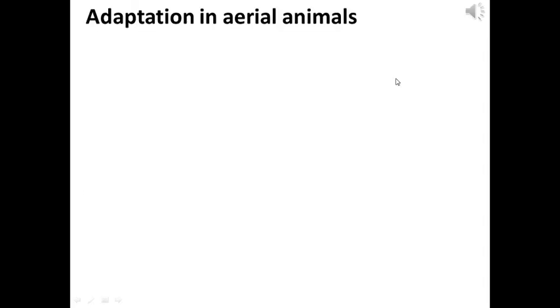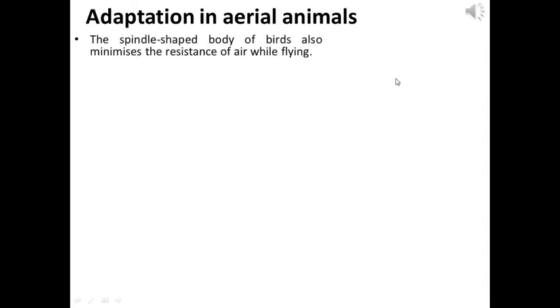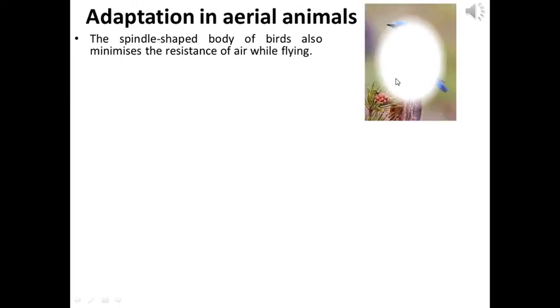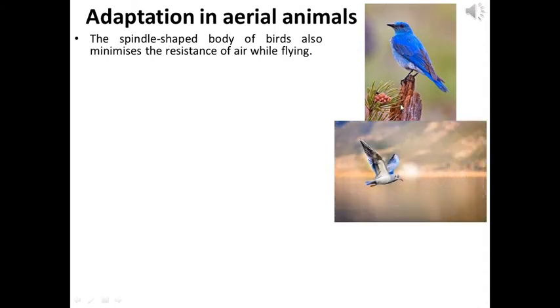Adaptation in aerial animals. Aerial animals, the ones which can fly in the air, are said to be aerial. The spindle shaped body of birds also minimizes the resistance of air while flying. Same like the fish, how they have a spindle shaped, boat shaped body, in the similar manner, the birds also have a boat shaped or spindle shaped body, and this shape helps them to minimize the resistance of air and fly easily through the air.